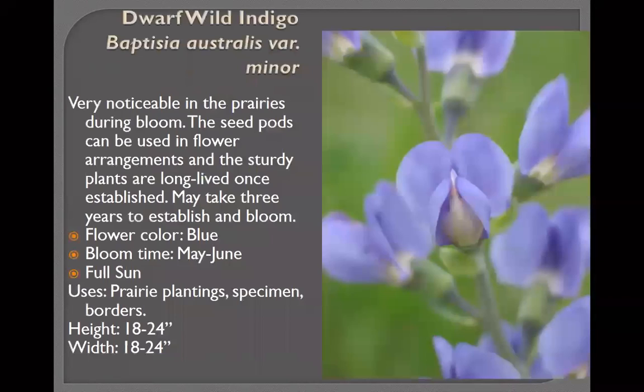Dwarf wild indigo, Baptisia australis variety minor, blooms in the springtime, long lived, so make sure when you plant these that it's not going to be moved. Root systems are fairly extensive, fairly deep, can get 10 to 15 feet deep, but they're fairly long-lived.